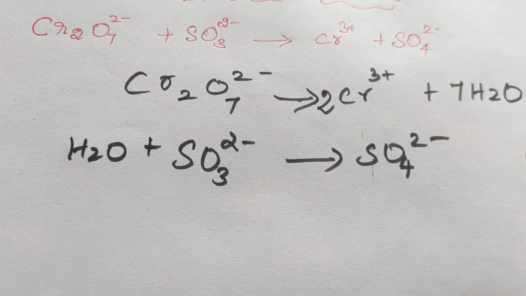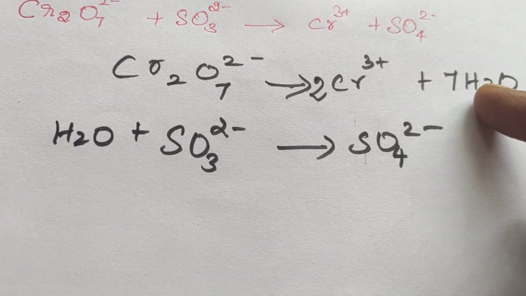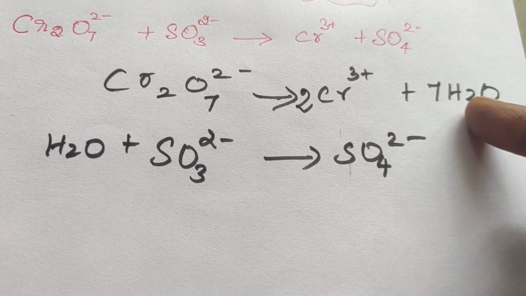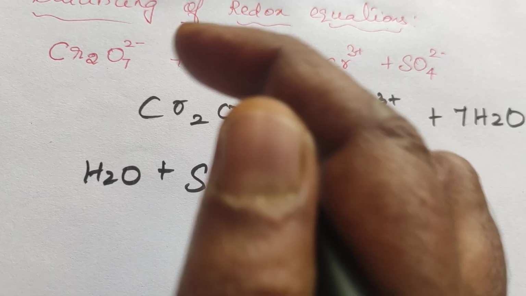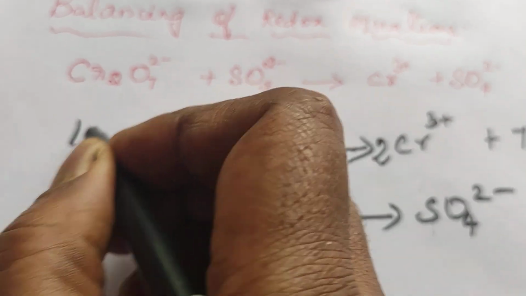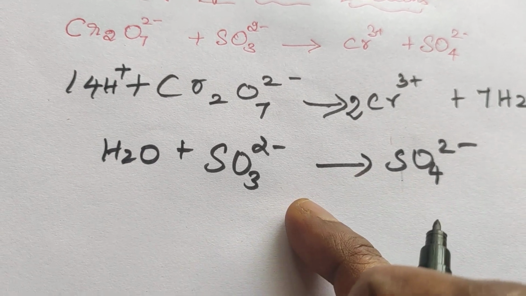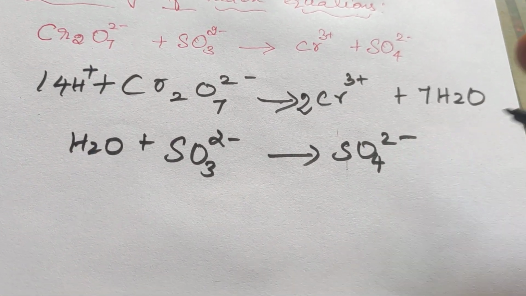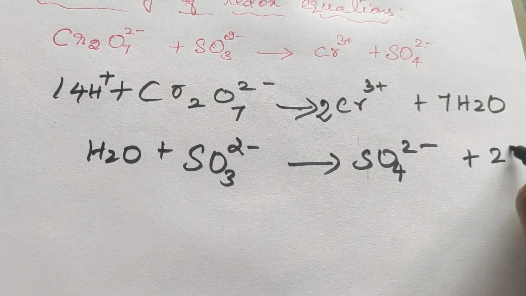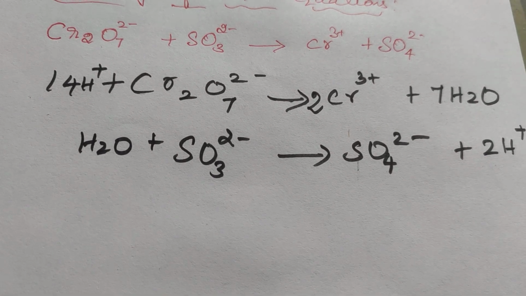Okay, the next step, balance hydrogen by introducing H plus ions. So here in the right hand side, 7 twos are 14 hydrogens are there. Left hand side, no hydrogens. So you will introduce 14 H plus in the reactant side. Now, similarly, in the second equation, the reactant side, 2 hydrogens are there. Product side, no hydrogens. So you will introduce 2 hydrogens by introducing 2 H plus ions. Okay, this is the next step.